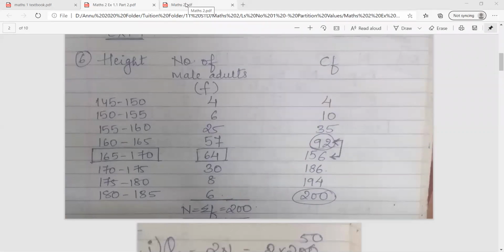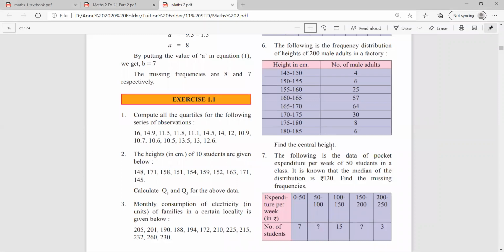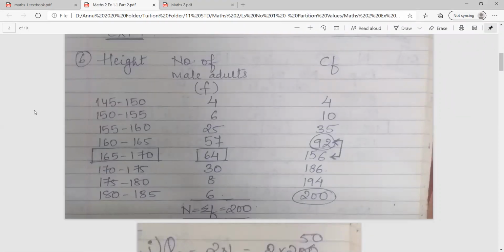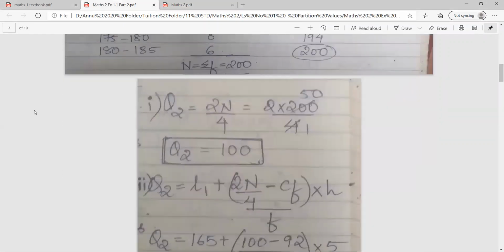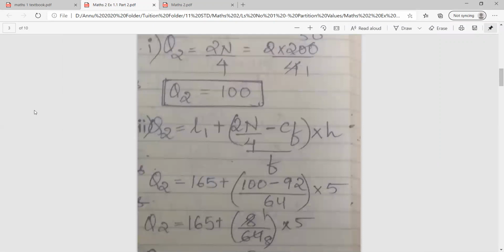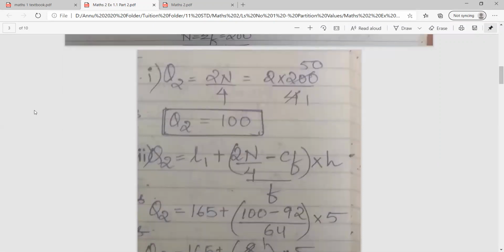Now let's see what we have to calculate. They are telling us to find the central height. Central is nothing but the exact midpoint, that is the median over here, class. The median is nothing but the second quartile, that is the middle one. So they have told us to find Q2. How do we start? First, putting the chotu formula: Q2 is equal to 2n upon 4. So 2 into 200 divided by 4. On cutting, 2 5s are 10, so Q2 is equal to 100.